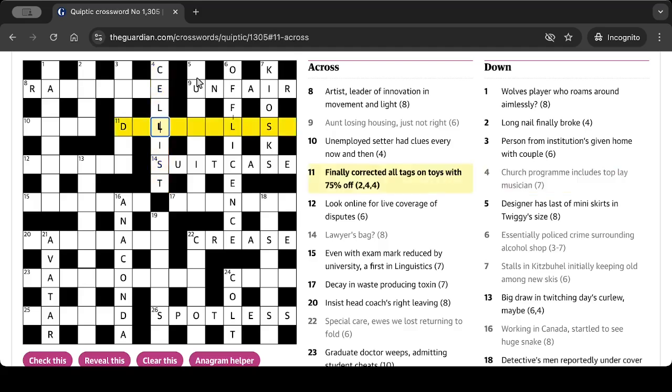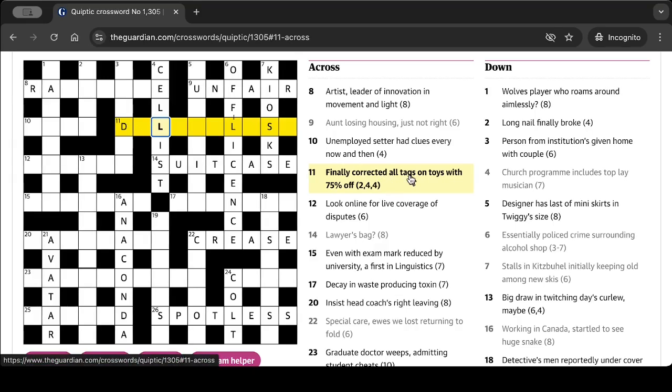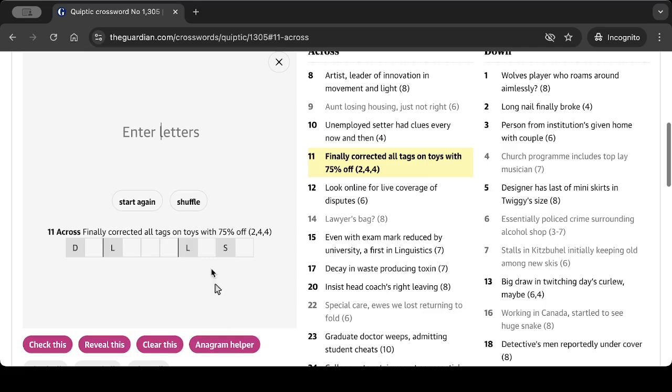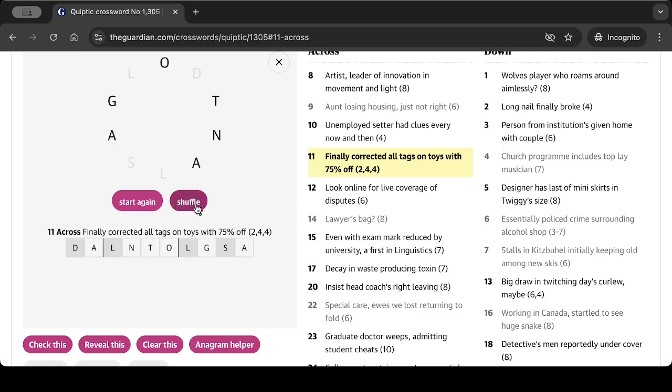Let's see. So we've now got another L in this answer, which still fits quite well with the mechanism being finally corrected being a D and then an anagram of all tags on. So let's try again and see if this anagram helps work. So all tags on. So do long something, or maybe it's at long last. What could that be? 75% off. Again, could be long at the end, but this D at the beginning just doesn't feel right. I'm wondering if maybe we've got at long last.